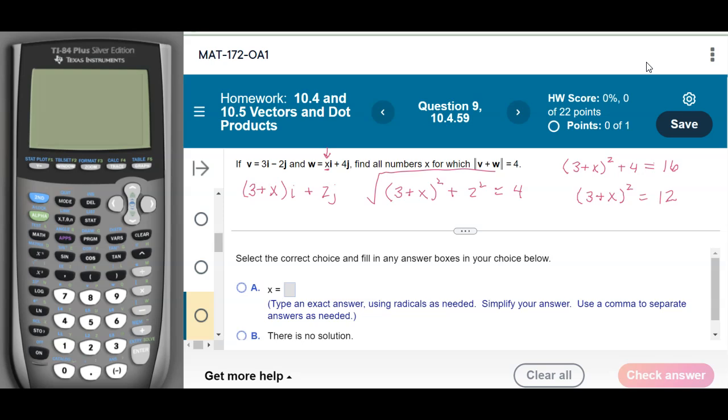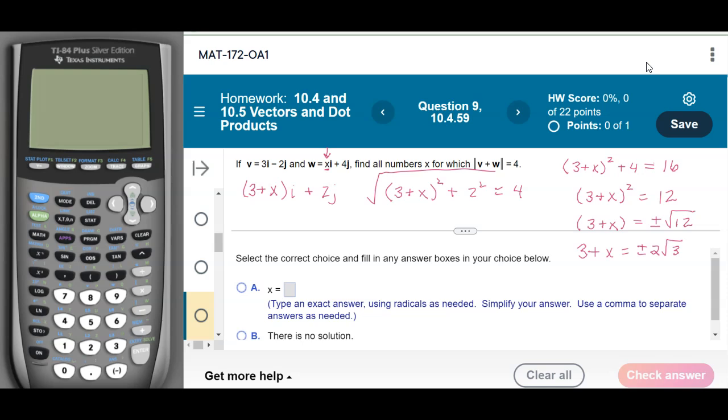When I take the square root of both sides, I have to consider that 3 plus x could have been positive, or it could have been negative. So I get the square root of 12, but I could have had a positive or a negative when I squared both sides. Alright, so this is just 3 plus x. The square root of 12, there's a 4 in there. 12 could be 4 times 3, and the square root of 4 is 2. So this is plus and minus 2 times the square root of 3. That simplifies down to that.